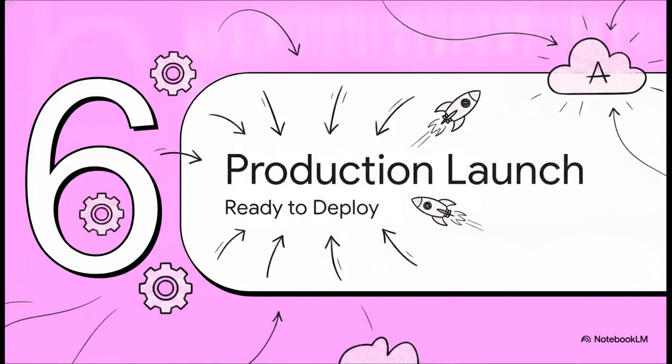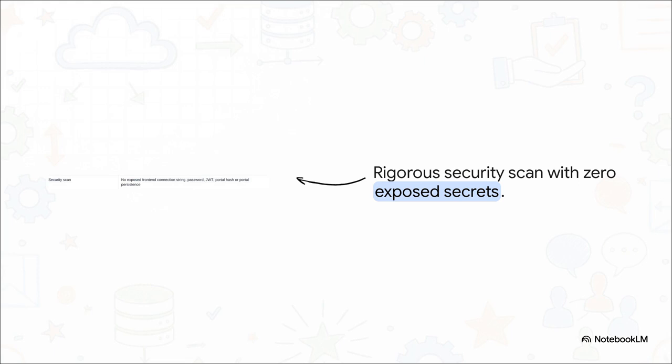And finally, part 6, ready for production launch. I am incredibly proud to report that your new system has passed rigorous security scans. We have 0 exposed front-end connection strings, 0 exposed passwords, JWTs, or portal persistence. The back-end release build passed with 0 warnings and 0 errors, and all 62 automated unit and integration tests are completely green. The platform is secure, and it is ready to go.